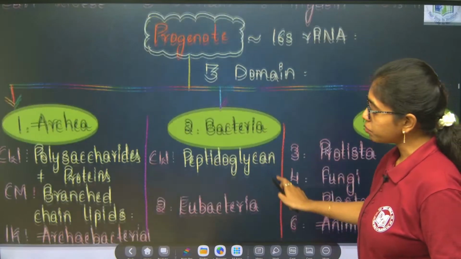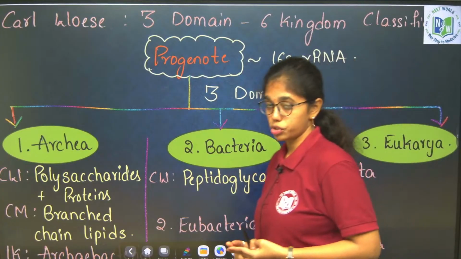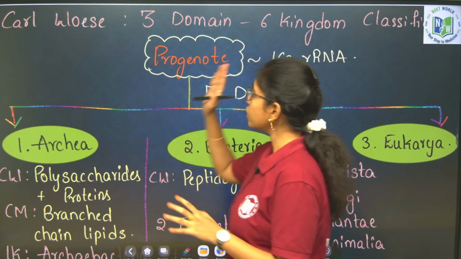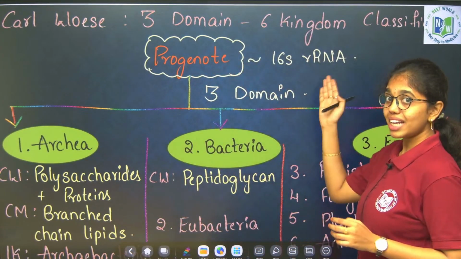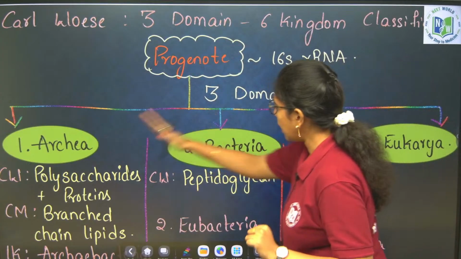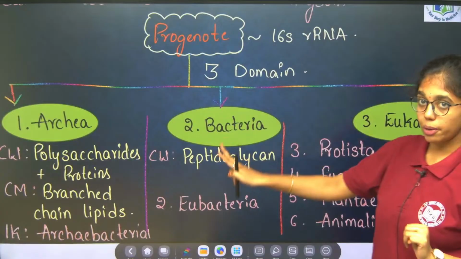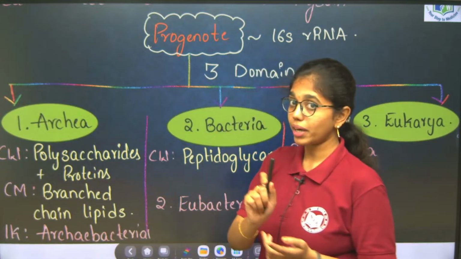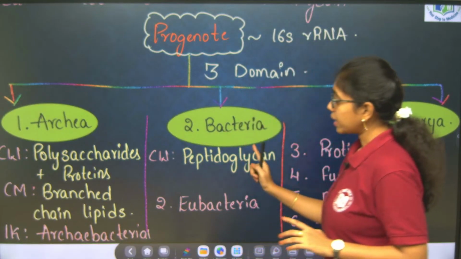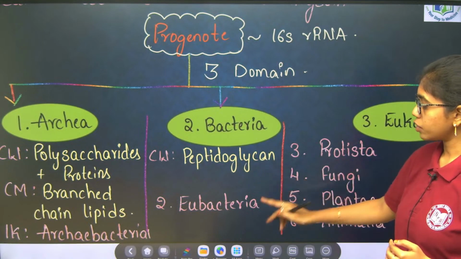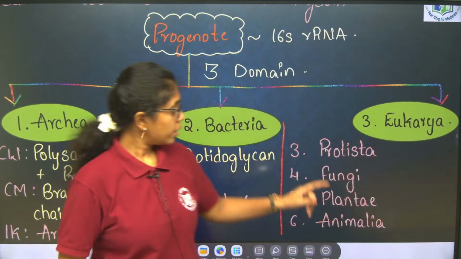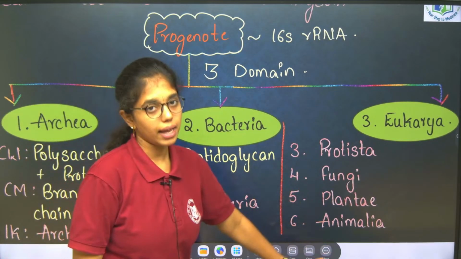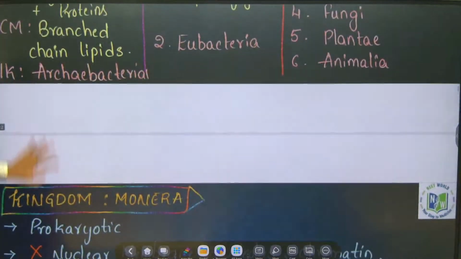So, under the 6 kingdom system of classification, which is also called the 3 domain system and is given by Carl Woese, there is a common ancestor called progenote, which has 16S rRNA. It has 3 domains: Archaea, Bacteria and Eukarya. In Archaea, the cell wall is made up of polysaccharides and proteins, the cell membrane has branched chain lipids, and it has 1 kingdom, Archaebacteria. The Bacteria domain has a peptidoglycan cell wall and only 1 kingdom, Eubacteria. The Eukarya domain has 4 kingdoms: Protista, Fungi, Plantae and Animalia. So, this is all about the 6 kingdom system of classification.